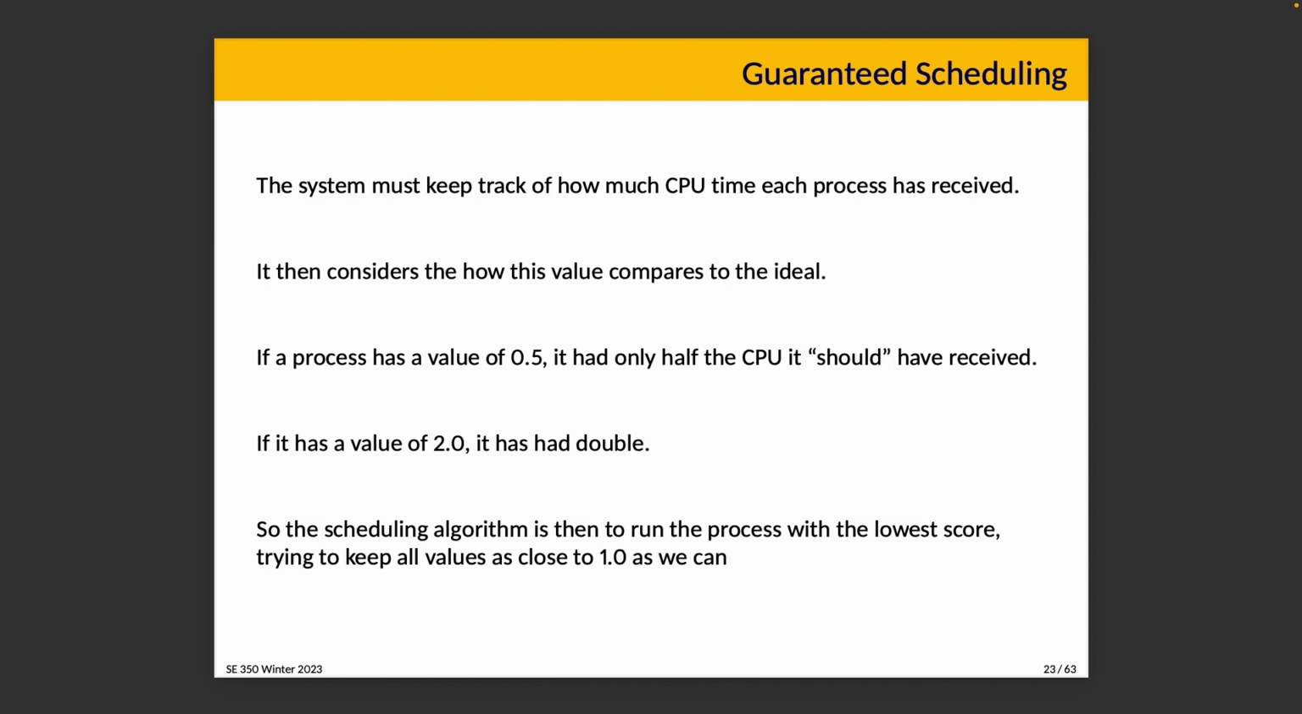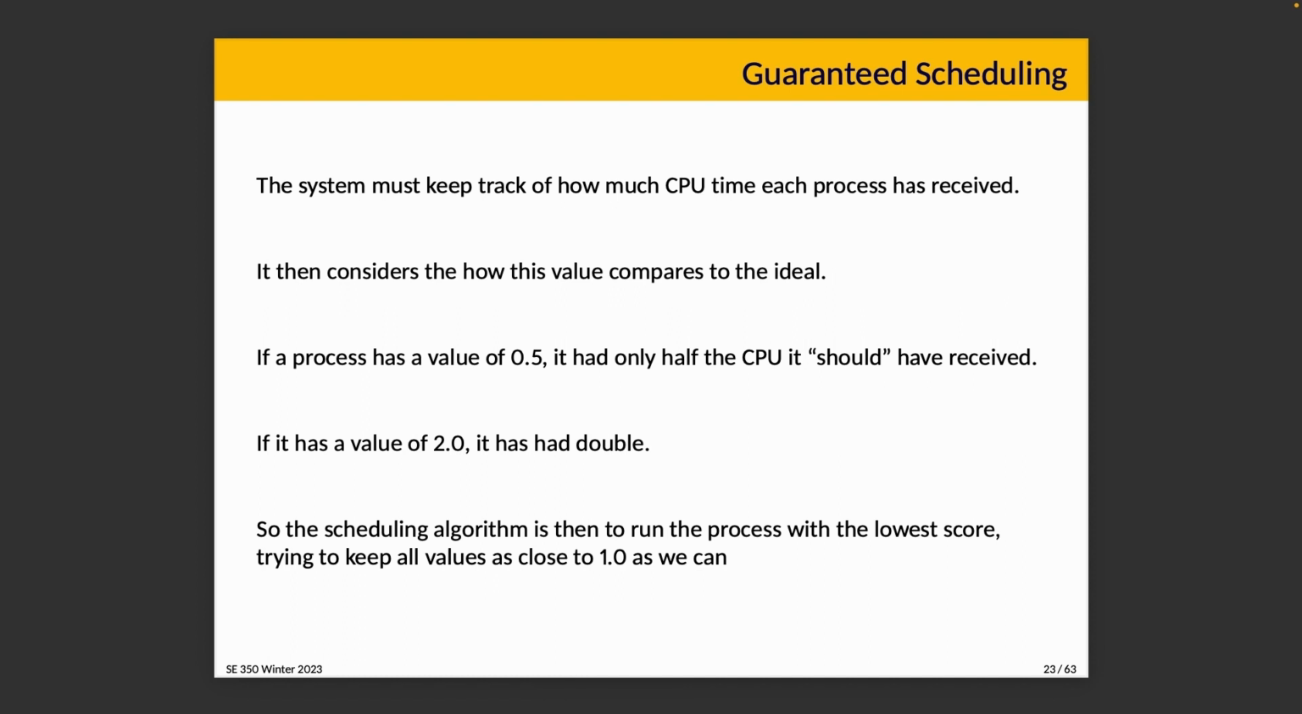So to make that happen, the system is going to have to keep track of how much CPU time each process has received and then compare that to the ideal, right? Where the ideal is represented as a value of 1.0, that would be 1 share of the CPU time, and if its actual CPU time is significantly less than that, you know that this process hasn't received as much CPU time as it should have, and therefore it should increase in priority such that it does get that share of time.